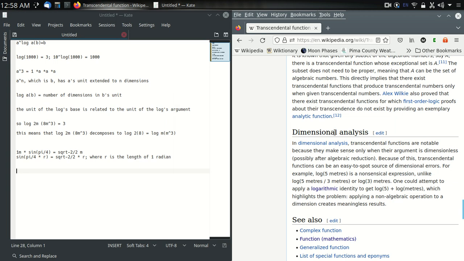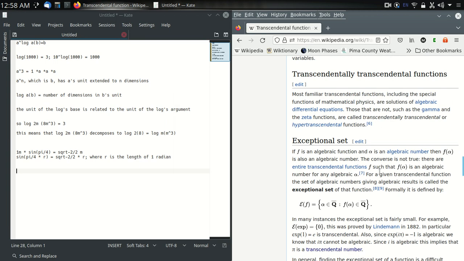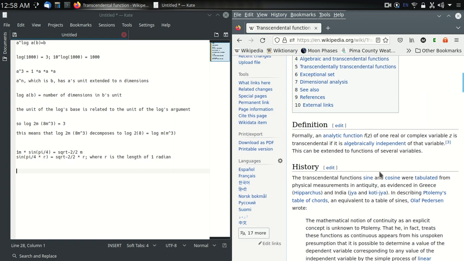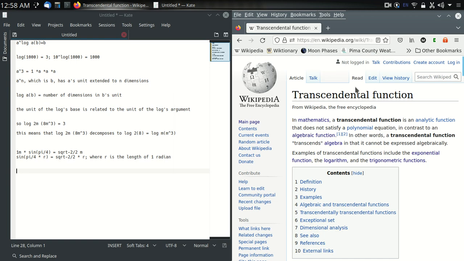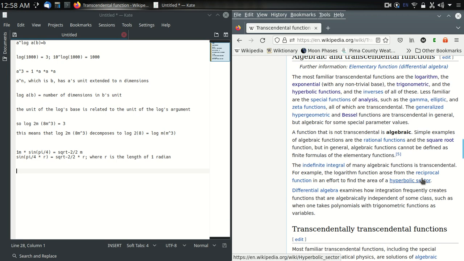So there's something here that confuses the shit out of me. Regarding transcendental functions, this is the Wikipedia article on this, right? A transcendental function is an analytic function that does not satisfy a polynomial equation, in contrast to an algebraic function. In other words, a transcendental function transcends algebra, in that it cannot be expressed algebraically. Examples include exponentials, logarithms, trig functions, right?